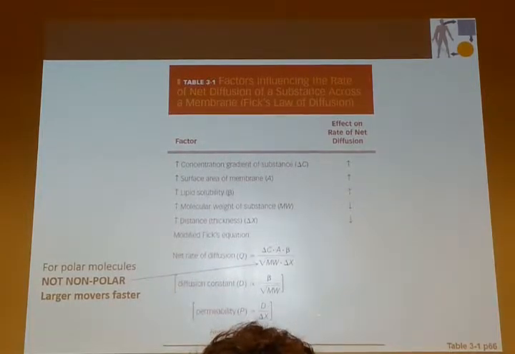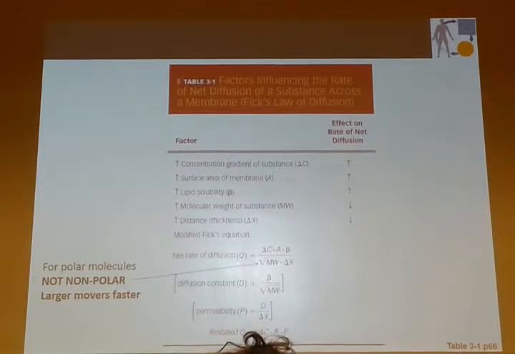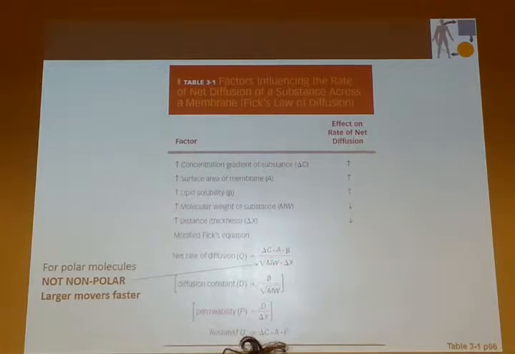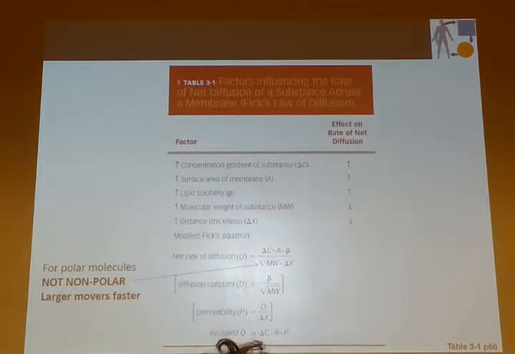So you have an equation here. Net diffusion is related to the change. Delta means change. Big C is the concentration gradient. A is your surface area, and B is the lipid solubility, over the square root of the molecular weight of the substance times the distance that the molecule has to diffuse across. So this is an equation for the diffusion of a lipid-soluble substance.